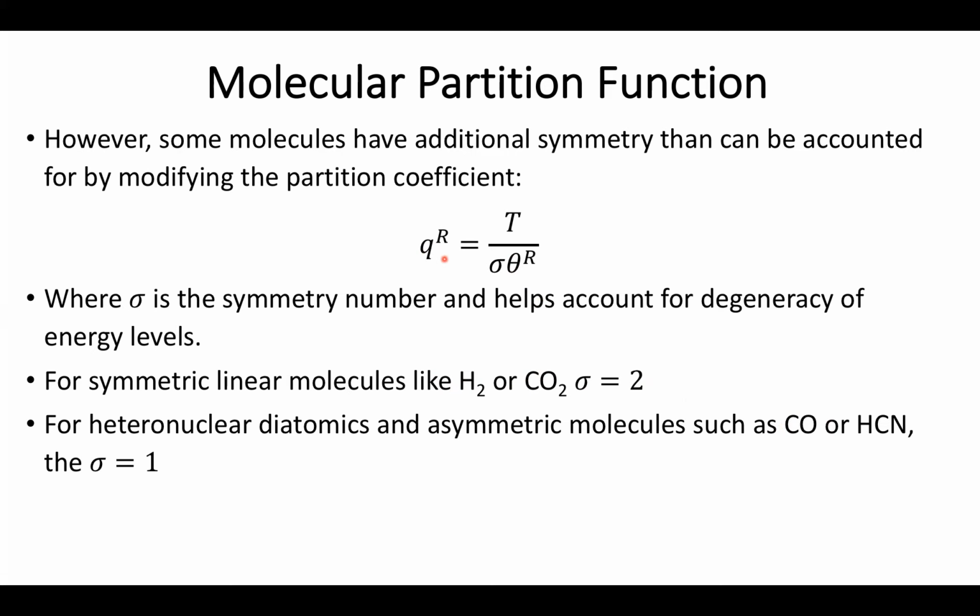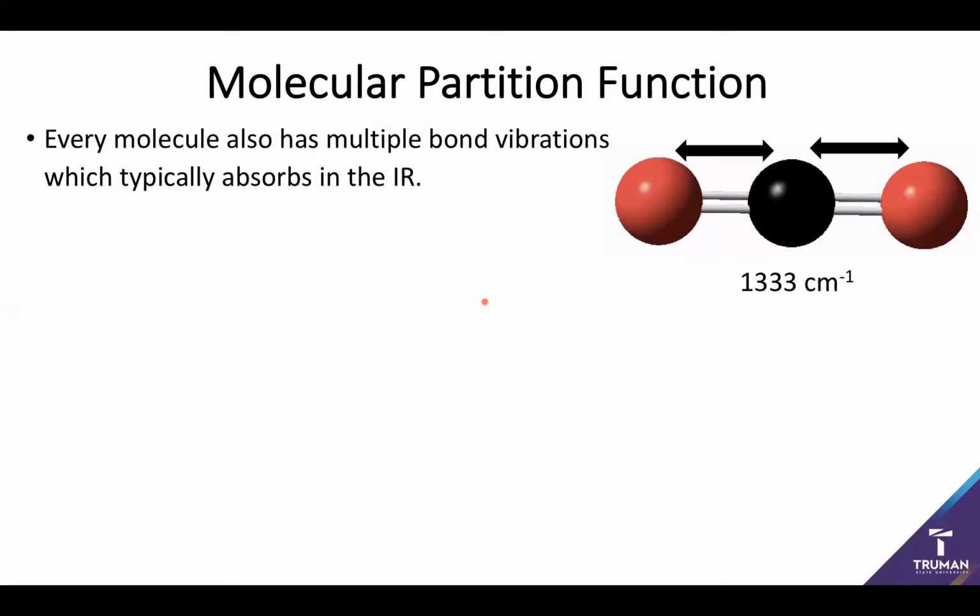However, we still have two more partition functions to deal with. The next up is vibrational partition functions. So it's important to remember that every molecule has multiple bond vibrations. Many of these typically absorb in the infrared, and when you're using IR spectroscopy, this is really what you're looking for, these bond vibrations. For example, CO2 has a characteristic bond vibration of carbon with the two CO bonds at around 1,333 inverse centimeters. However, the problem is there isn't just one vibration per molecule.